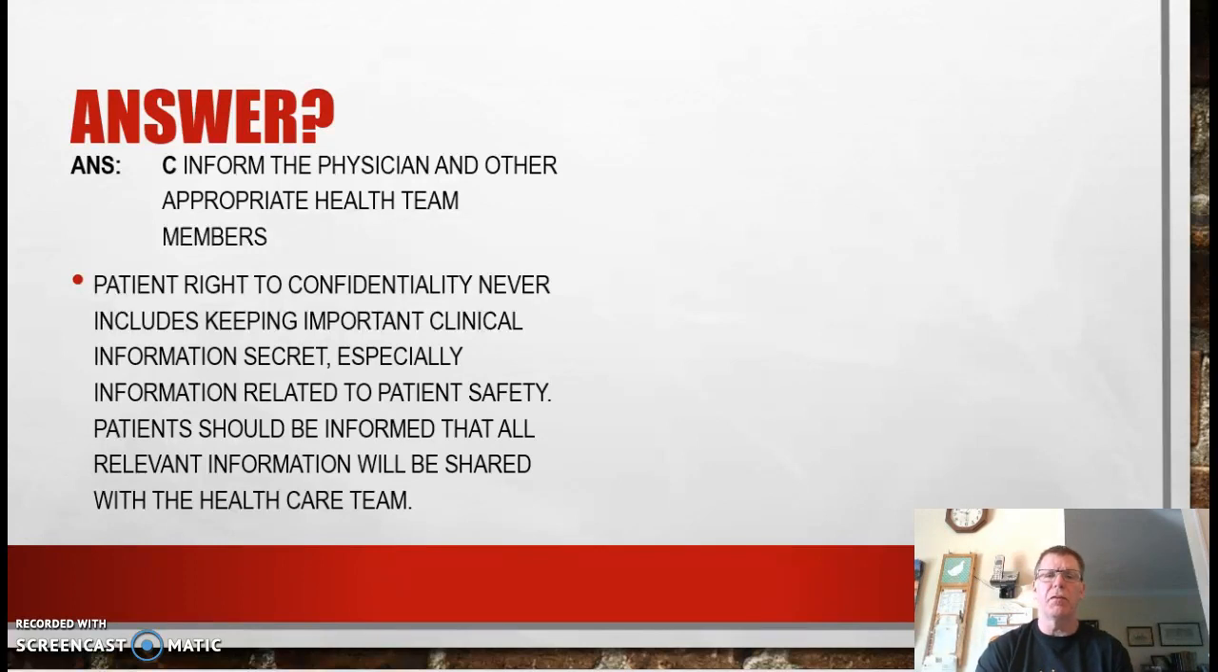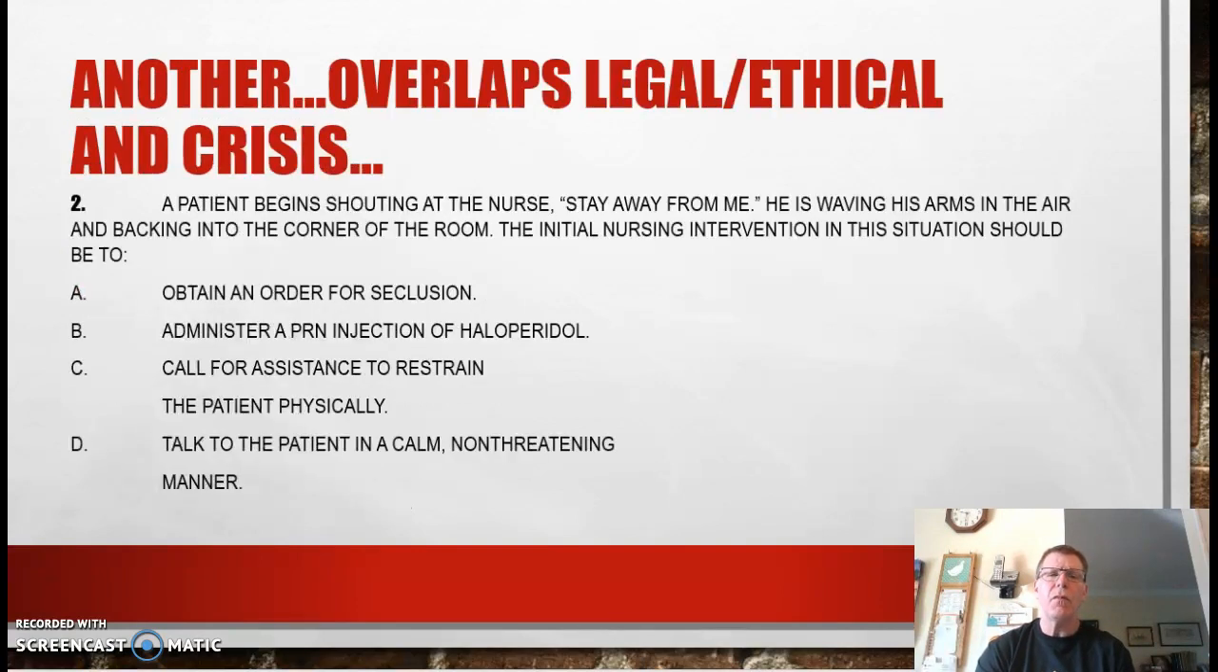I want to always give this response in these sample questions, but I will give you a rationale with the actual lettered answer. We can flip back and forth. The patient's right to confidentiality never includes keeping important clinical information secret per se. So that's important. The treatment team needs to know. We need to know how to address high-level safety risk. Okay, let's do another one.